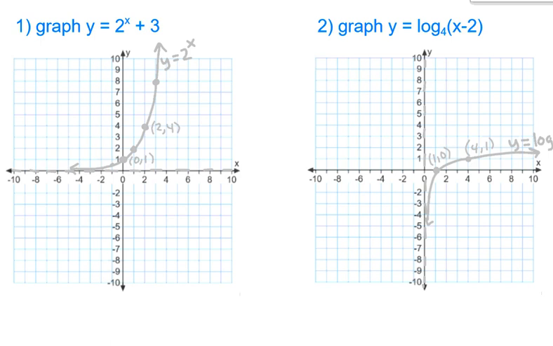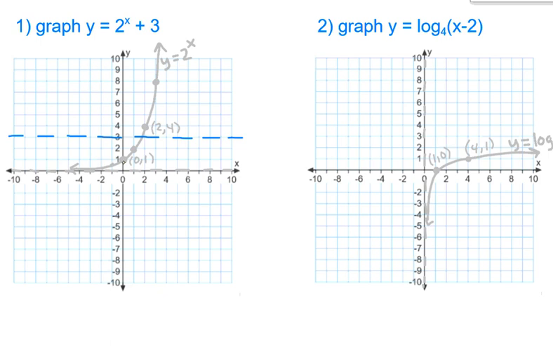So the first thing we want to do is visualize y equals 2 to the x. That's exponential growth. You'll notice that I have put the coordinates of a couple of the key points there, and I've also put the asymptote in. We're going to shift that whole graph up 3. Since the whole graph is shifting up 3, the asymptote is also shifting up 3. So the first thing I would do is put the asymptote in place.